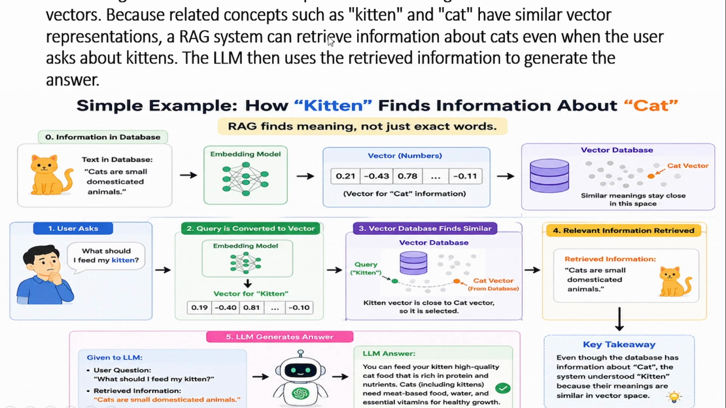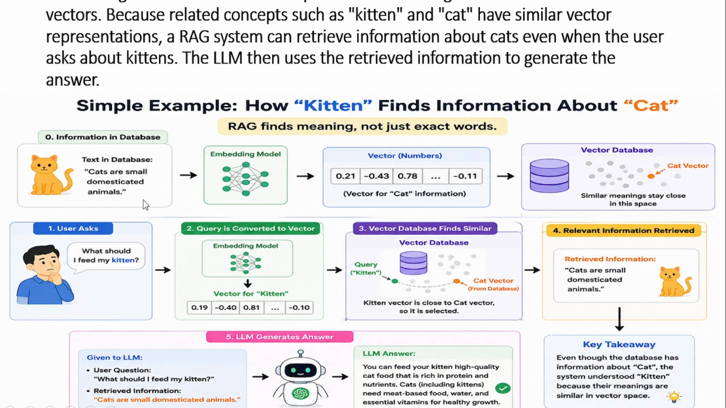Because related concepts such as kitten and cat have similar vector representations, a RAG system can retrieve information about cats even when the user asks about kittens. The LLM then uses the retrieved information to generate the answer. So, a simple example, you can see here how kitten finds information about cat. RAG finds meaning, not just exact words.